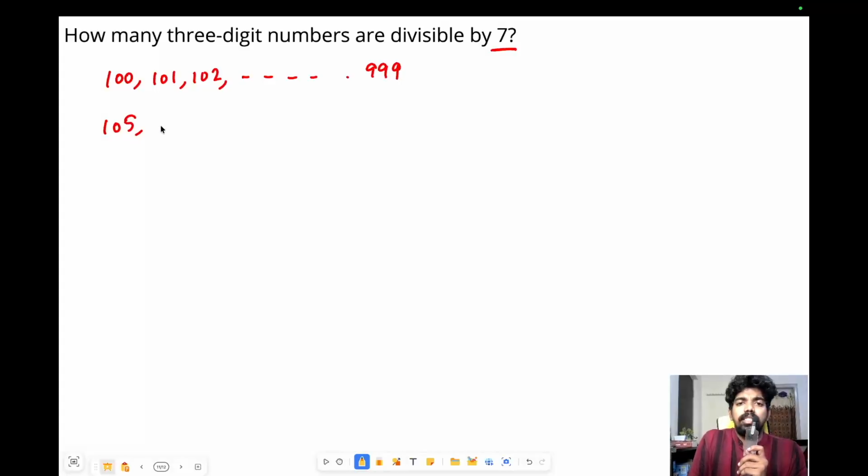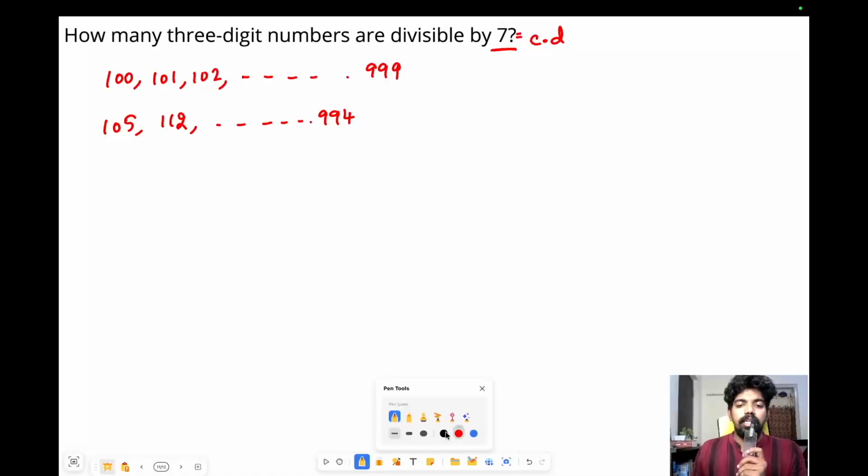The next number divisible by 7 will have a common difference of 7 only. Common difference is equal to 7. So the next number is 112, and so on. What will the last number be? 999? 999 is not divisible by 7. 998 is also not divisible by 7. Then 994 is divisible by 7.